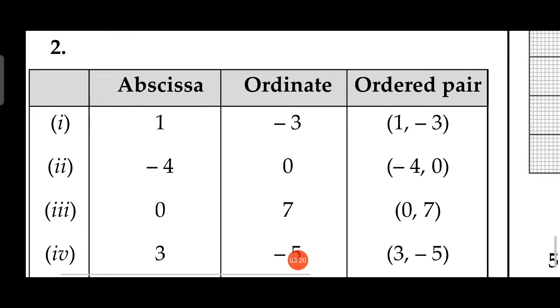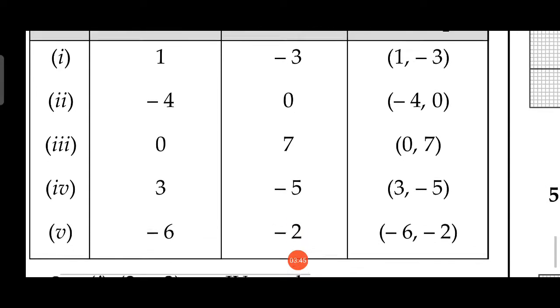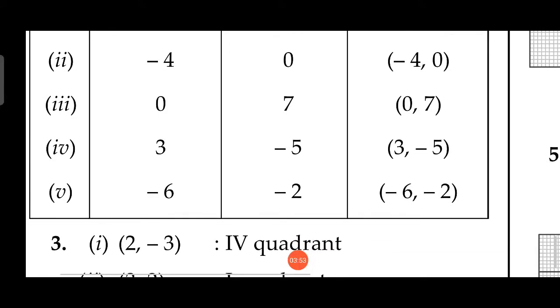Now, second question: write the ordered pair when abscissa is 1 and ordinate is 3. So, the ordered pair will be 1, 3. Then 1, minus 3. Then -4, 0. Then 0, 7. So, we have to write the order in pairs. For number 3 and -5, the ordered pair is 3, minus 5. Then -6 and -2, so -6, comma -2, is the pair.